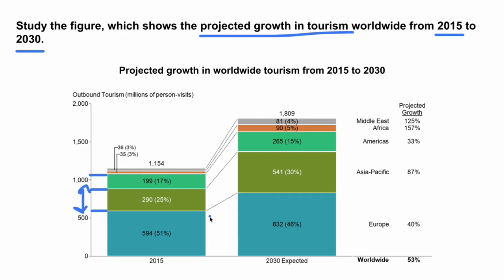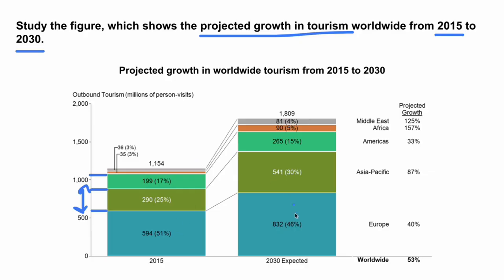So again, with stacked bar graphs, you can see straight off the comparison. Europe has the highest number of outbound tourism compared to the rest. Not only can you see numbers in this graph, you can also see the proportion of it. So 594 converts to 51% of all tourists that toured in 2015.